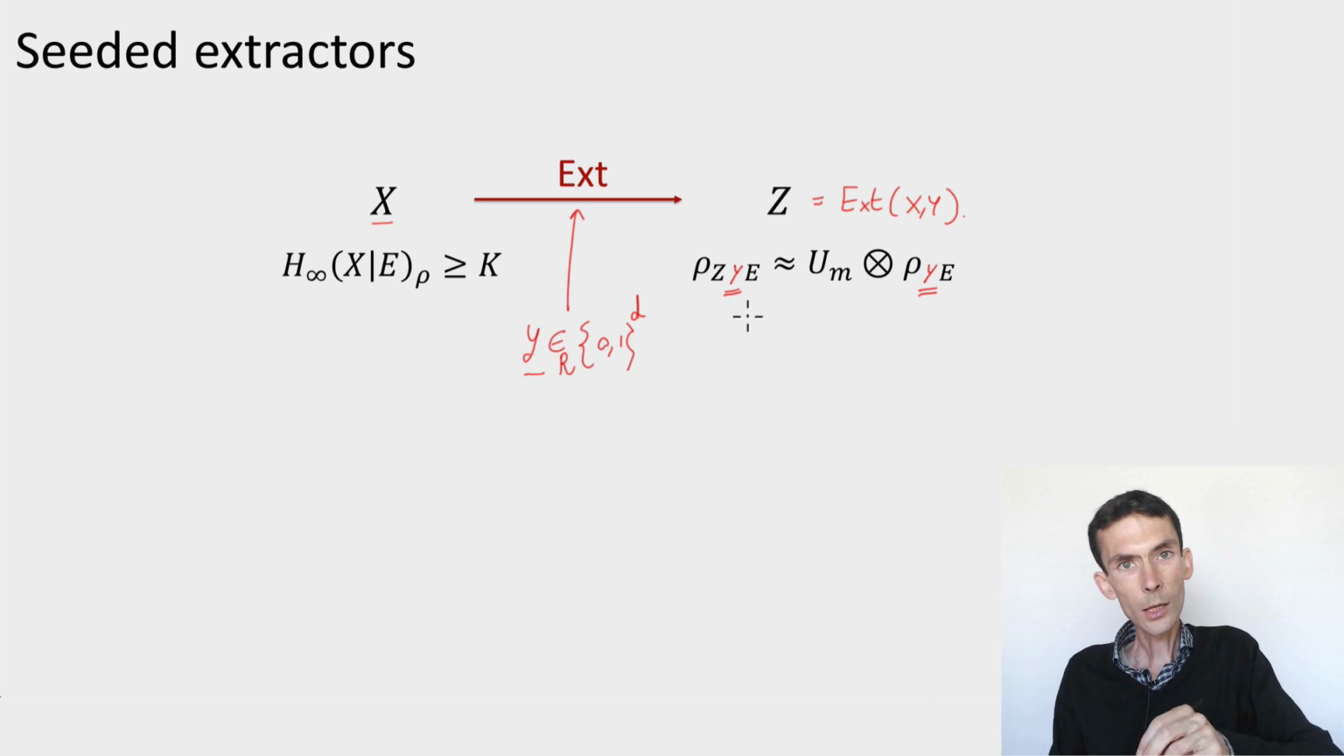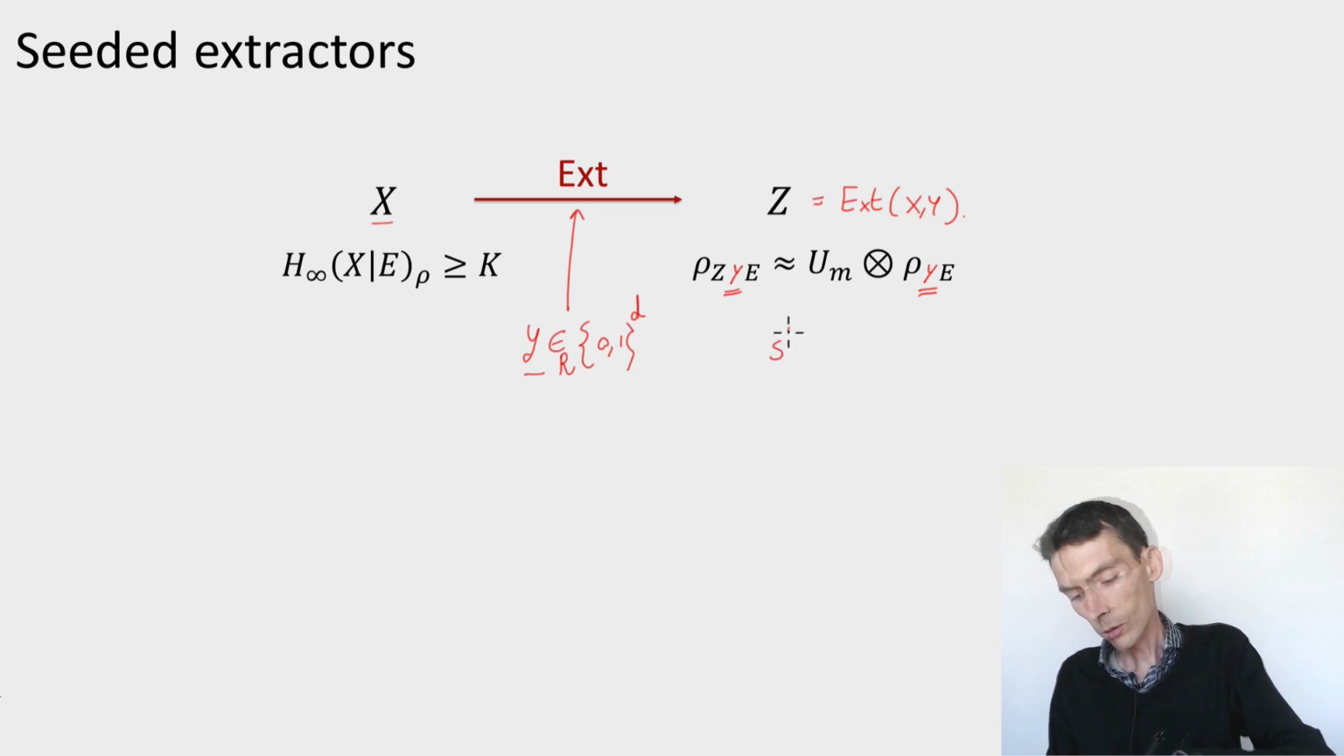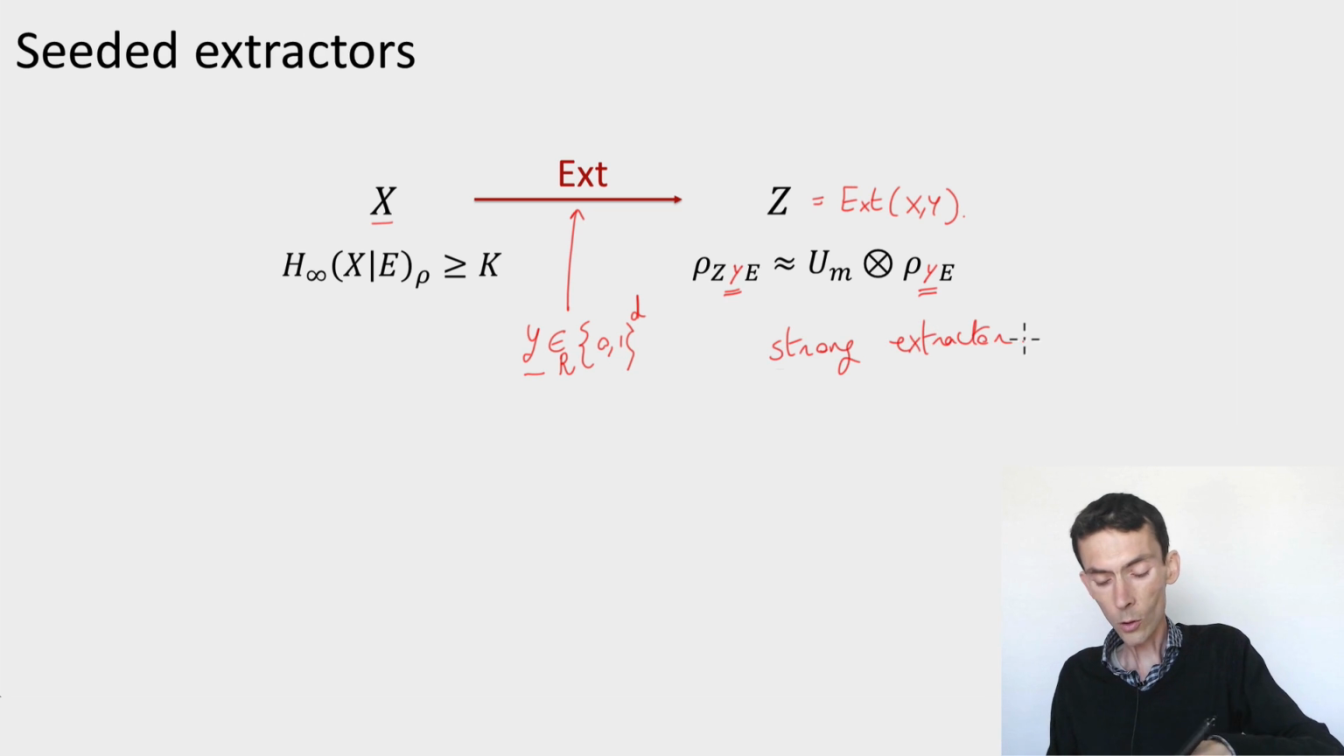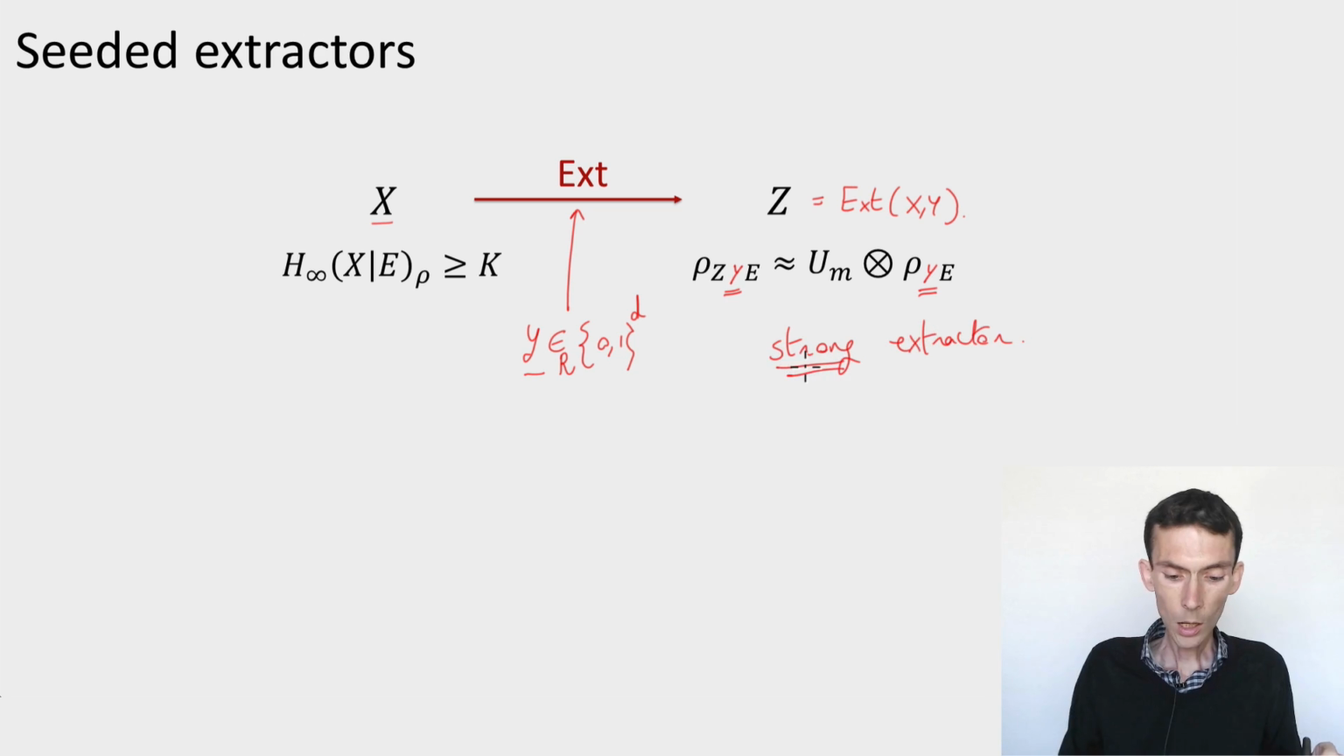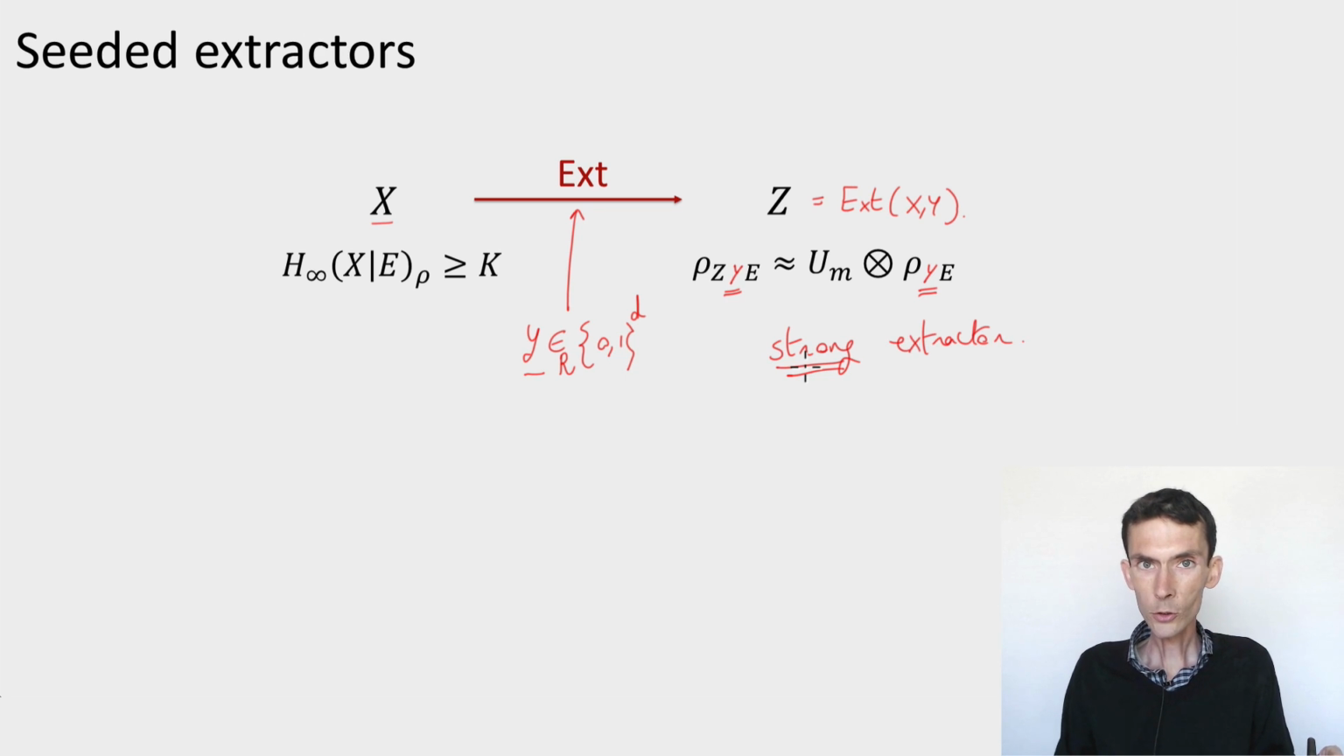So this condition is what's usually called a strong extractor. It's strong because the eavesdropper also has access to the seed. But in this whole class, we'll only be talking about strong extractors, never the ones where the eavesdropper doesn't have access to the seed, which are called weak extractors. So sometimes we'll just say extractor, meaning strong extractor.